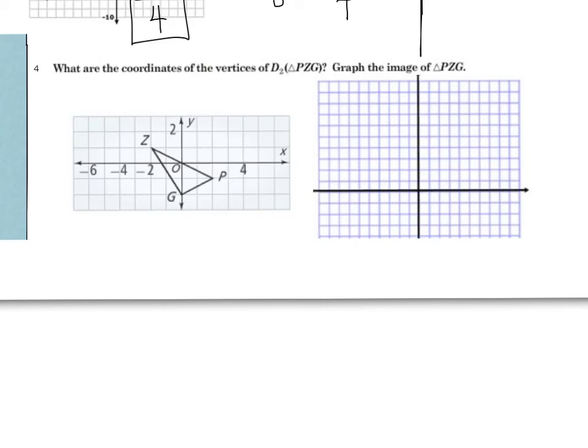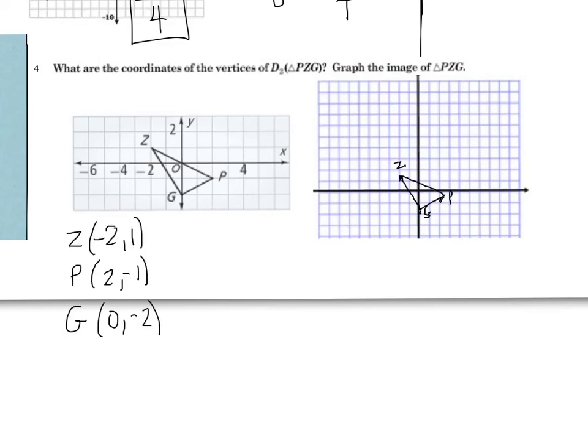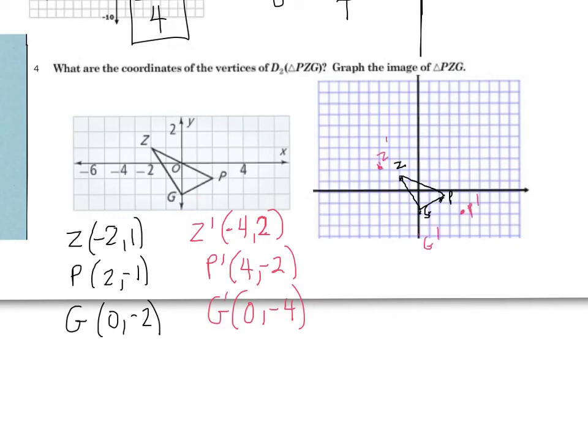The last question is asking us, well, what are the coordinates of the vertices of a dilation of 2 on triangle PZG? So let me graph that first on this bigger grid. Here are our 3 points graphed on the coordinate plane. And here are the points themselves written out. So now we're going to put them under a dilation of 2. Those points have clearly been all multiplied by a scale factor of 2. So now let's graph them. There are 3 points. Let's connect them. And there we have it.